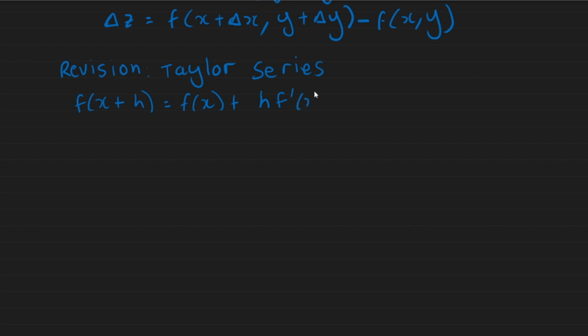times the first derivative at x divided by 1 factorial, plus h squared times the second derivative at x divided by 2 factorial, then h cubed times the third derivative at x divided by 3 factorial. So it carries on in this manner, and it can continue in that way forever.